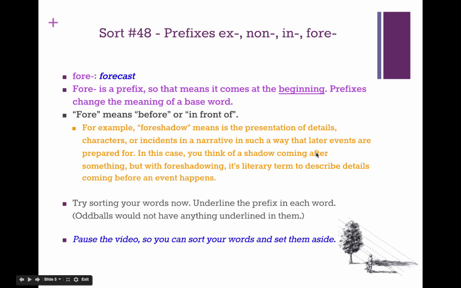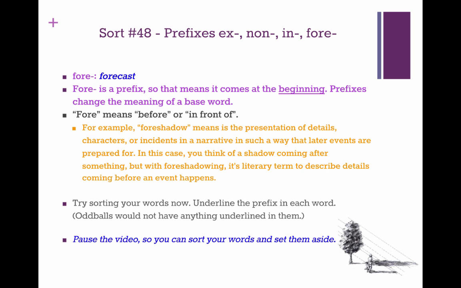So in this case, you think of a shadow coming after something. But with foreshadowing, it's a literary term, something an author will use while writing to describe details coming before an event happens. For example, in Harry Potter, there are times earlier in the book where there's foreshadowing that makes the reader guess or predict what might happen.